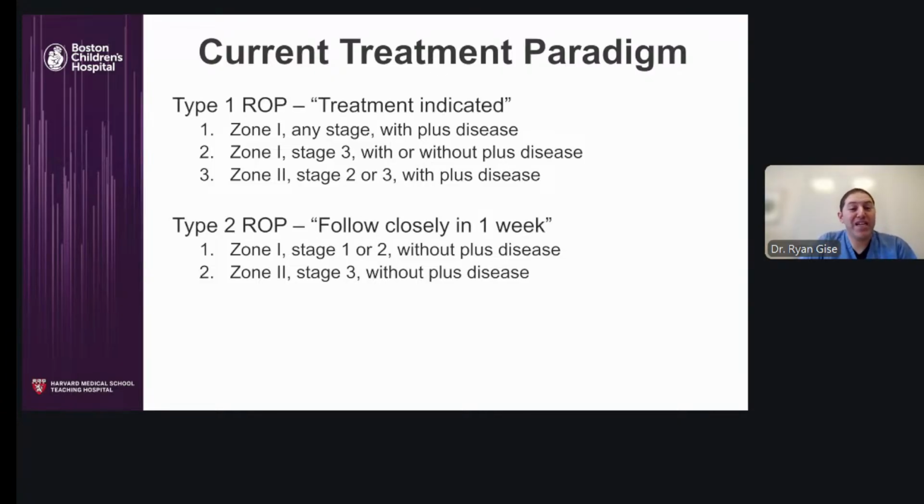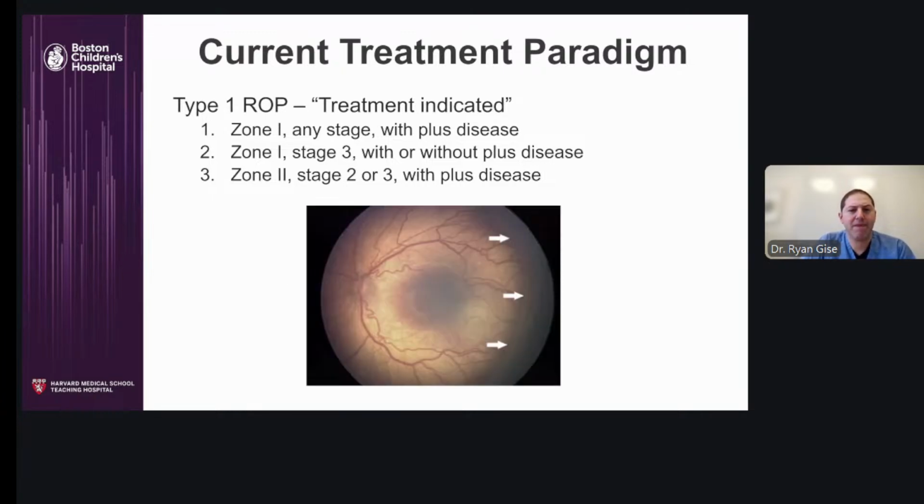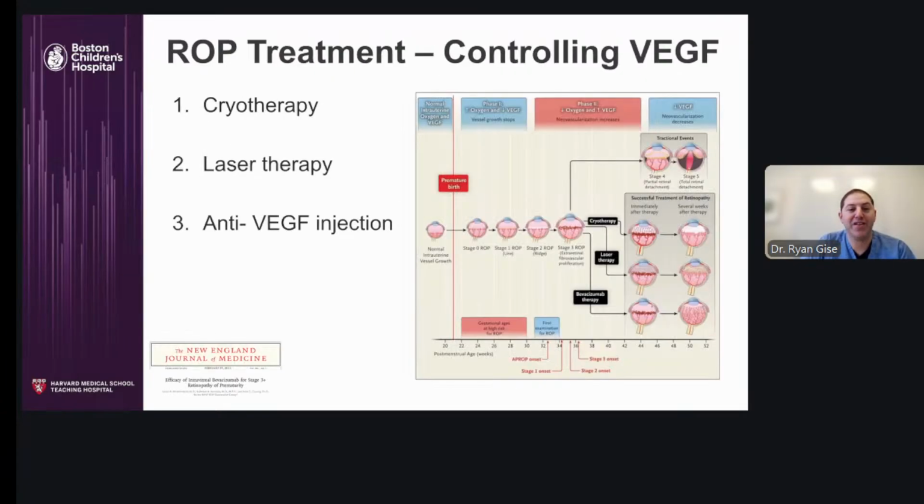So type 1 ROP is treatment indicated. Type 2 ROP is follow closely within 1 week. Often type 2 ROP patients, depending on how they look, I may see twice a week, depending on where they are and how they're progressing. And here's again that picture from ICROP3 of a patient who would clearly have type 1 retinopathy of prematurity.